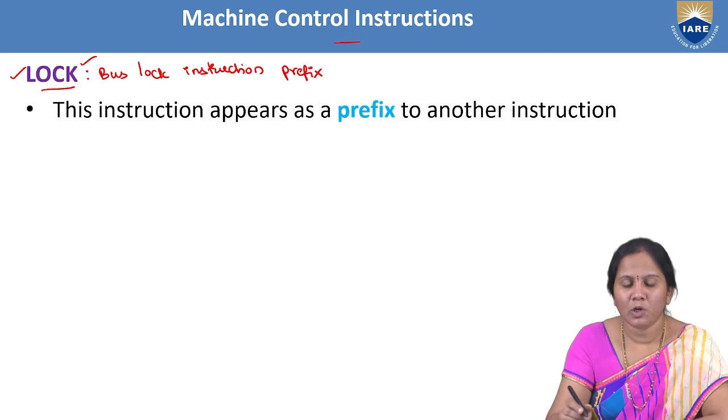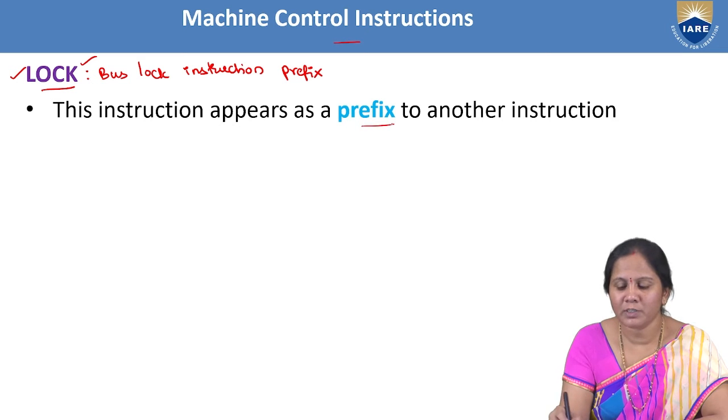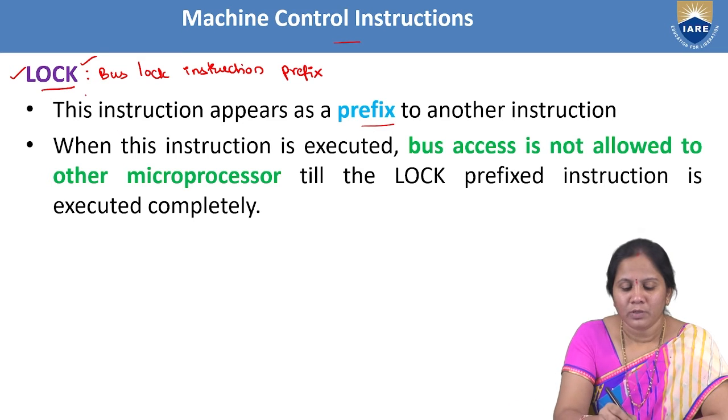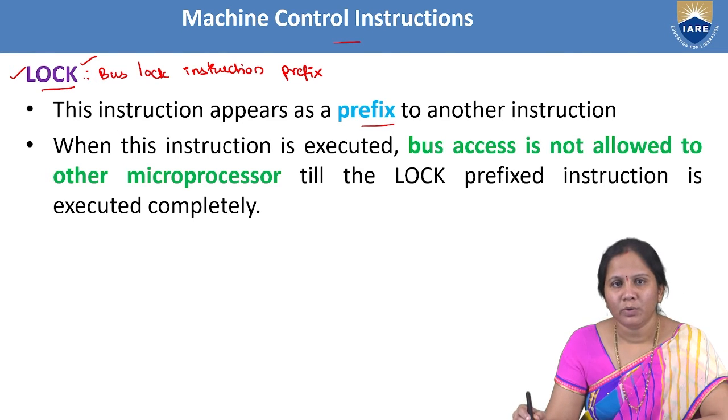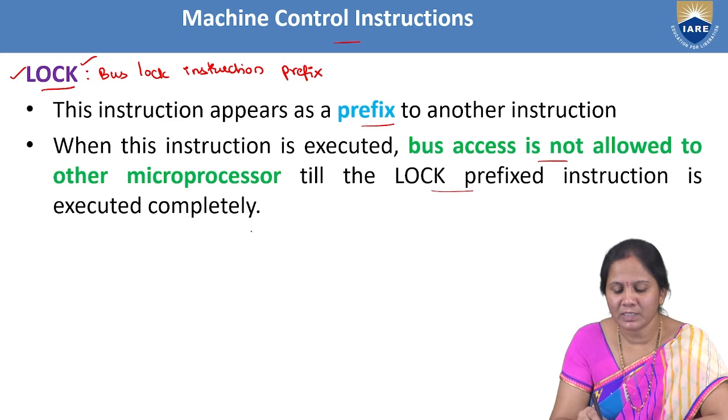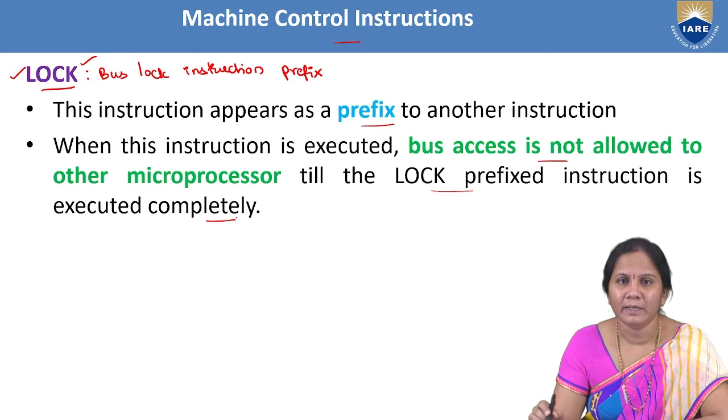This LOCK instruction is used as a prefix to another instruction. When it is executed, the bus access will not be allowed to any other microprocessor unless the locked prefixed instruction is executed completely. Once the instruction is executed completely, then only the lock will be released. The system bus will be unlocked.